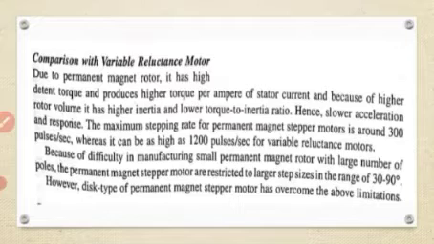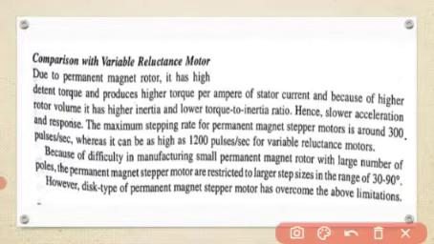Now, comparison of the permanent magnet motor with the variable reluctance motor. Now I am going to discuss what the differences are. Due to the permanent magnet rotor, it has high detent torque and produces a higher torque per ampere of stator current, and because of higher rotor volume, it has higher inertia and lower torque to inertia ratio.